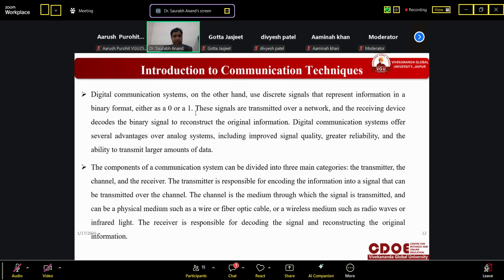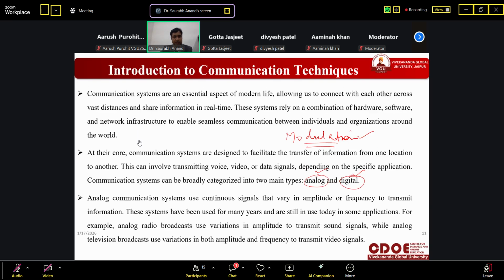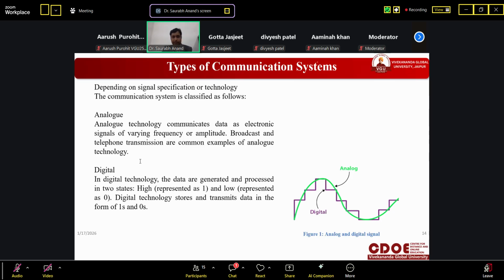I'm just drawing here. So what are those parameters? We have three parameters: amplitude, frequency, and phase. These are the three parameters of any signal, whether it is analog or digital. So what is amplitude, what is frequency and phase?